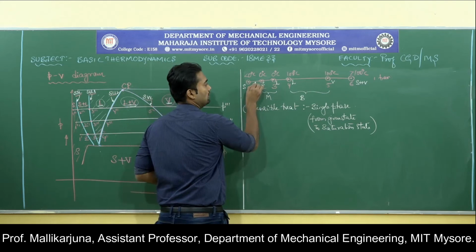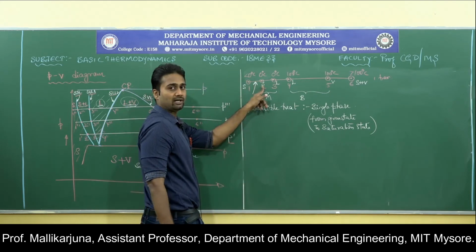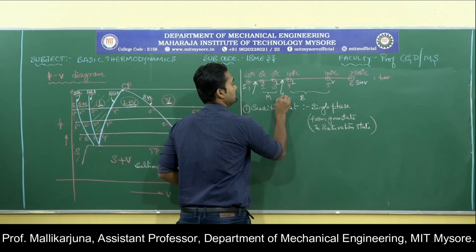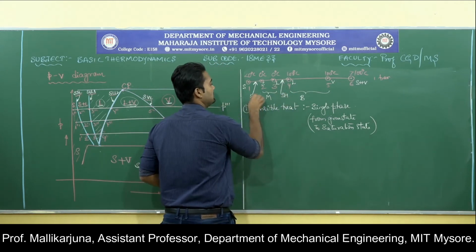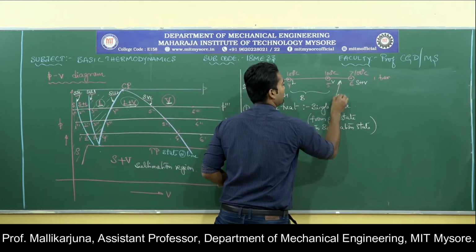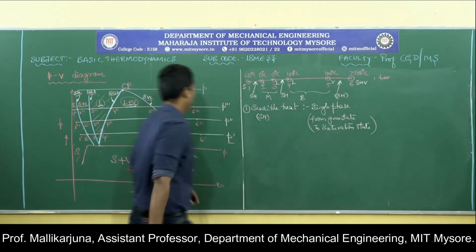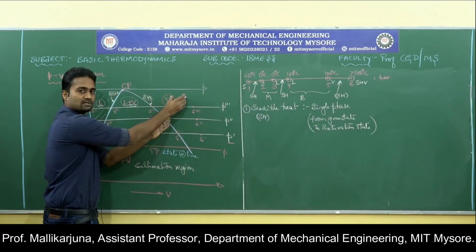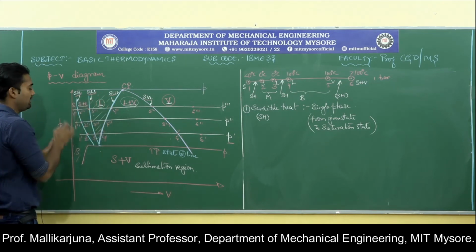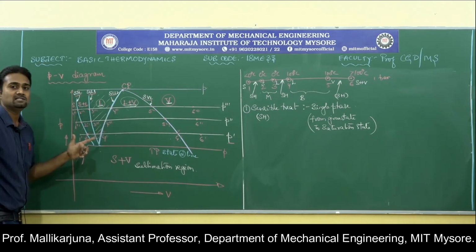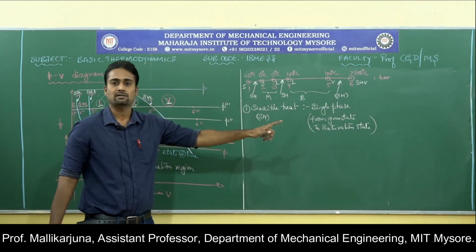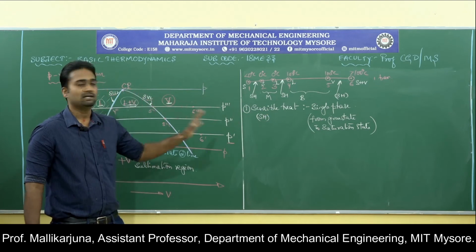From 1 to 2, single phase region, so it is a sensible heat. From 3 to 4, it is the sensible heat, SH, sensible heat is denoted as SH, and from 5 to 6, it is vapor region, SH. That means here a single phase, sensible heat. Here it is a single phase. From 3 to 4, sensible heat. From 1 to 2, single phase, sensible heat. Sensible heat is nothing but the heat absorbed by the material or substance in a single phase.